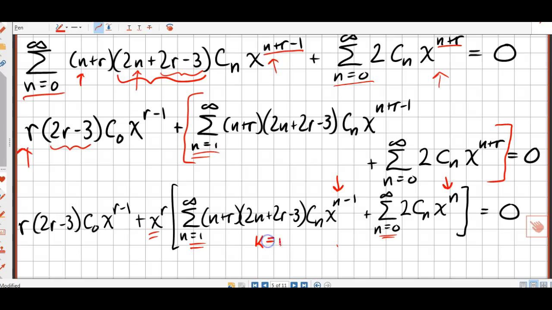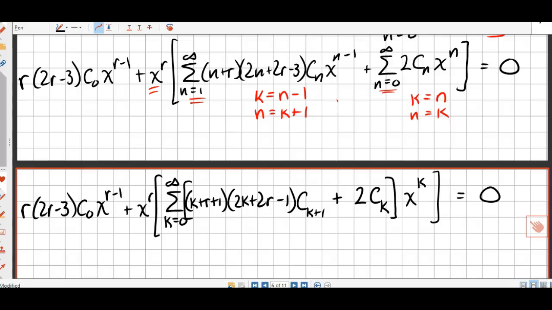We'll set k equal to whatever the exponent of the x term is. So for the first summation, we'll say k equals n minus 1, which means n is going to equal k plus 1. And then over here, we've got k equals n, which means n is going to equal k. All right, so now we'll adjust those limits and all the n values.